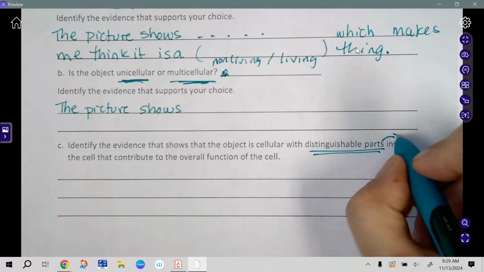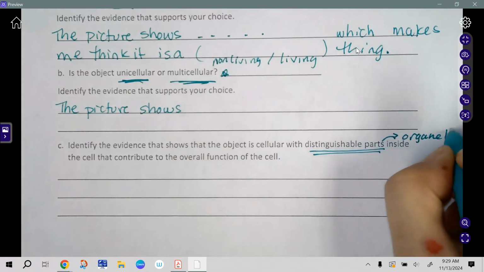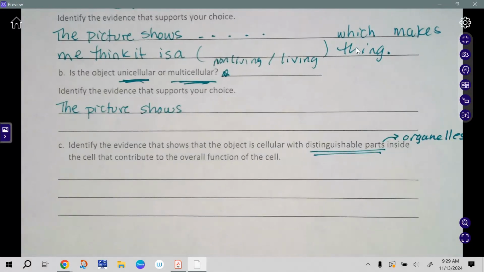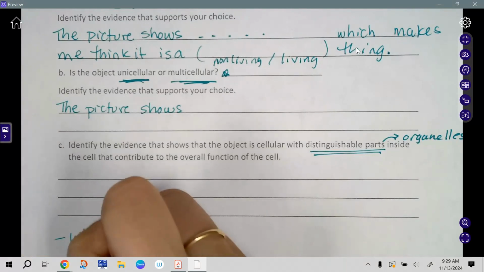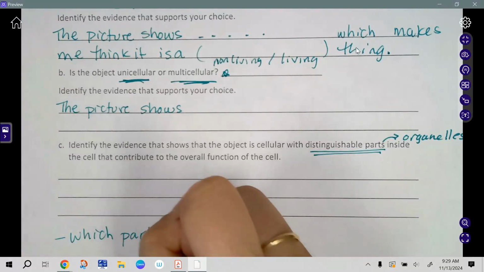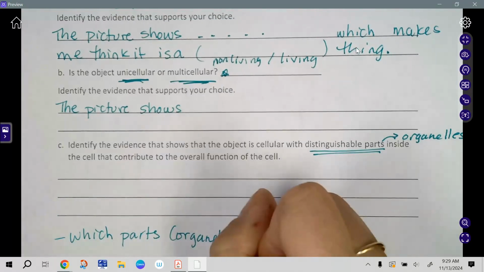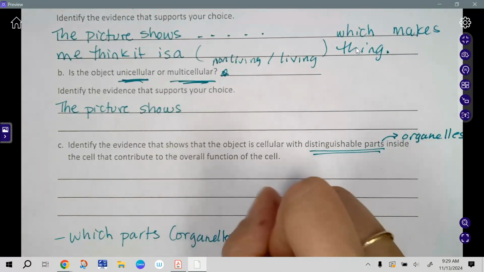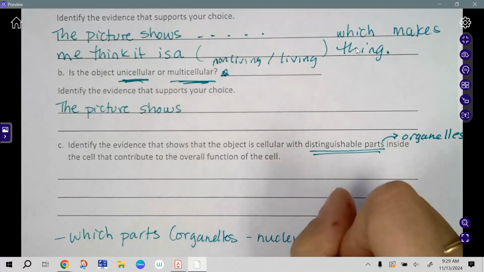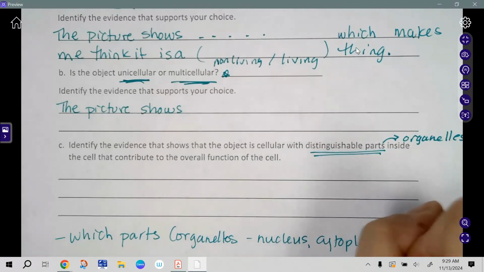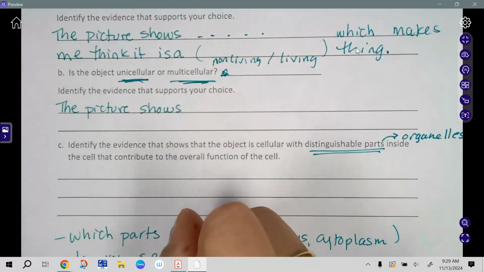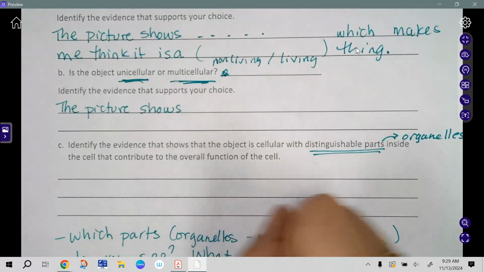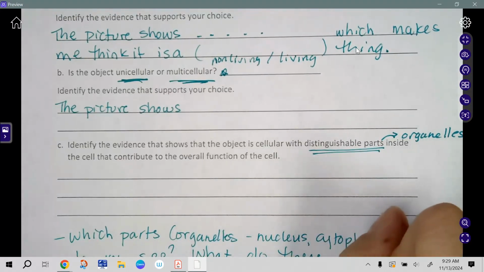Distinguishable parts. This is the organelles inside the cell that contribute to the overall function of the cells. So what you're doing here is you're telling me which parts or organelles, like the nucleus, cytoplasm, etc., do you see, and what do these parts do?